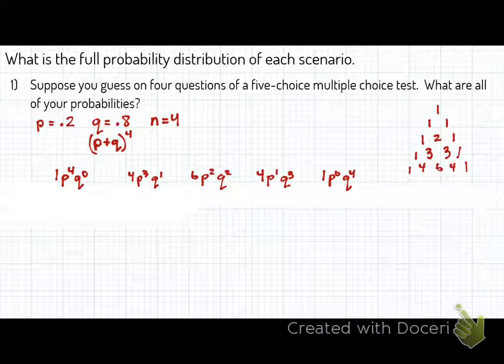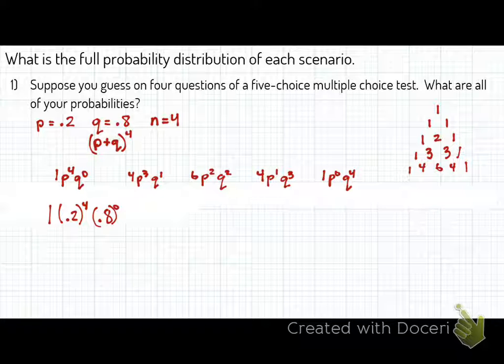Okay, good. So now, P, what did P represent again? What was the number we said? Probability of success. In this case, what's the probability of me succeeding on guessing? 0.2. Okay, so now I'm going to replace P's and Q's with the various probabilities. So we got 1 times P, which is going to be 0.2 to the 4th power. Okay, and then we got Q, which is 0.8 to the 0 power.